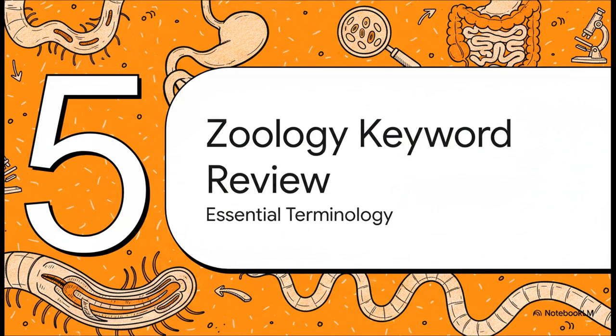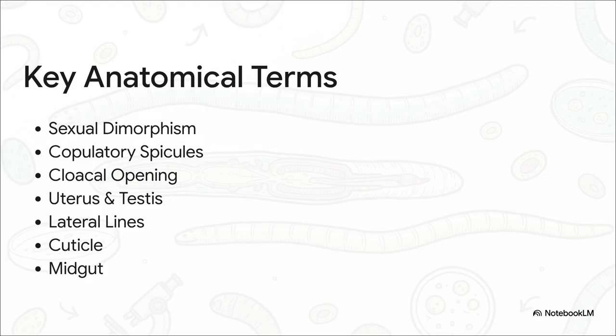We have covered a lot of anatomy today, a lot of detail. And to do well in your zoology practicals and exams, you must master the English scientific keywords. It is absolutely essential. So let's do a quick review of the most important terms from today's session. Please take a moment, look at these words on the screen. Let's practice saying them. Sexual dimorphism, copulatory spicules, cloacal opening, uterus and testis, lateral lines, cuticle, midgut. Knowing what these words mean and how to spell them is crucial for your success.